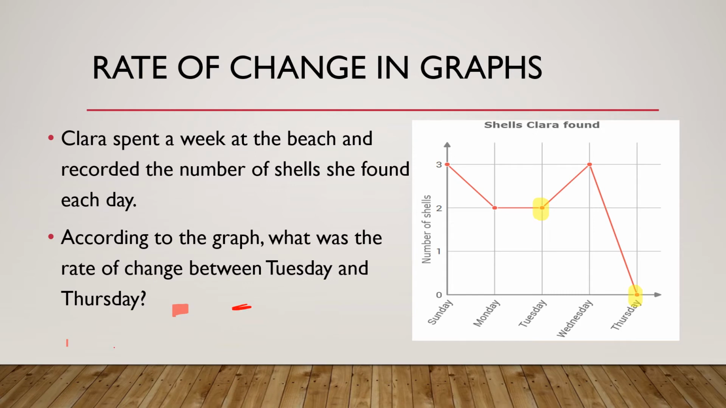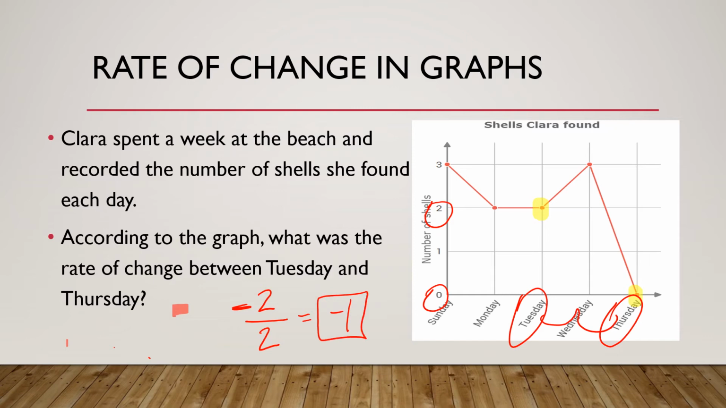So Tuesday was 2 and Thursday was 0. So that is a change of negative 2 over, okay, from Tuesday to Thursday is 2 days. And negative 2 divided by positive 2 is negative 1. So your rate of change was negative 1.